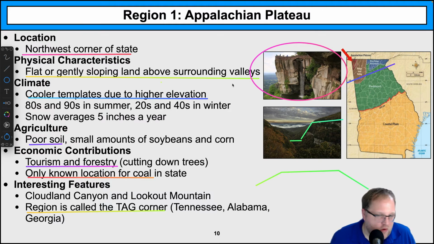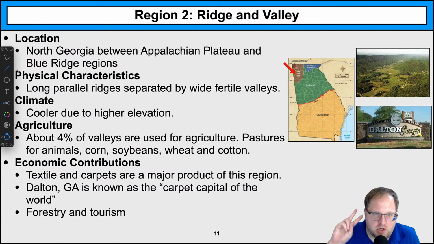So if we go over here at this map and we look right here on the corner, you would see that the state of Tennessee would meet right here, and the state of Alabama would meet right here. So we got 3 states that all touch right here at this corner. Region 2, the Ridge and Valley. So the Ridge and Valley region is located in the northern part of Georgia between the Appalachian Plateau and the Blue Ridge regions. And you will see that exactly right by seeing this arrow right here.